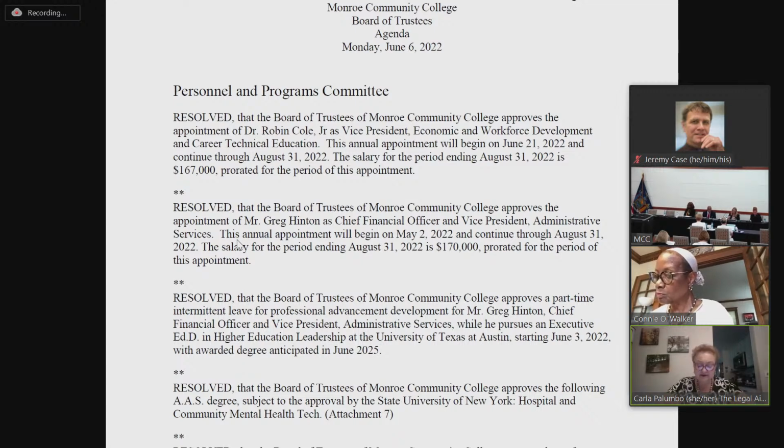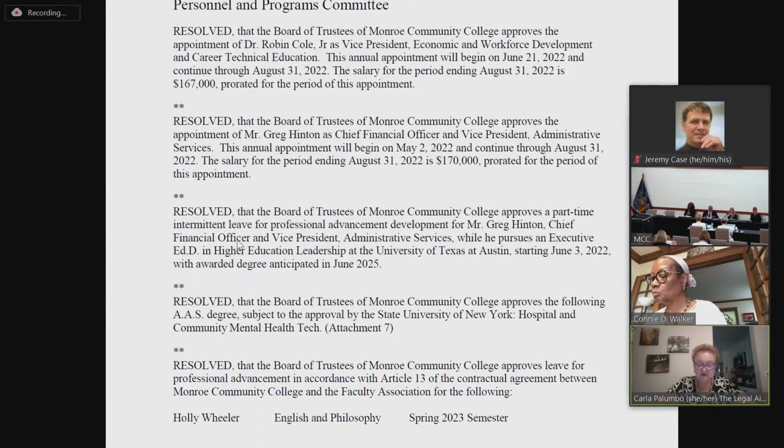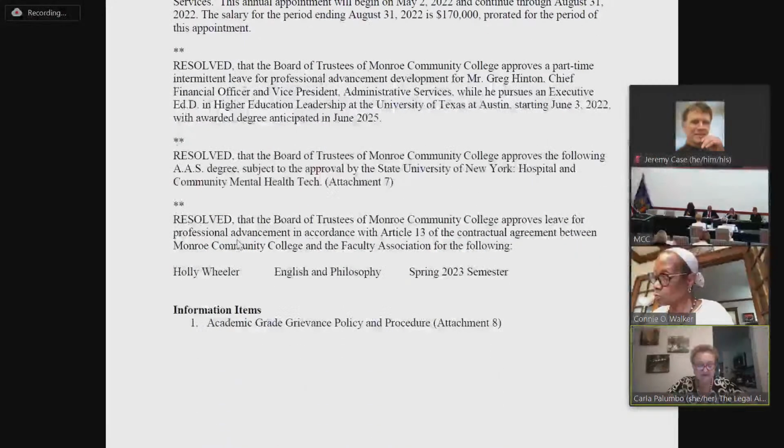Resolved that the Board of Trustees of Monroe Community College approves the following AAS degree, subject to the approval of the State University of New York, Hospital and Community Mental Health Tech. The detail is in attachment number 7. Trustees, may I have a motion to approve the AAS degree as detailed in attachment 7?